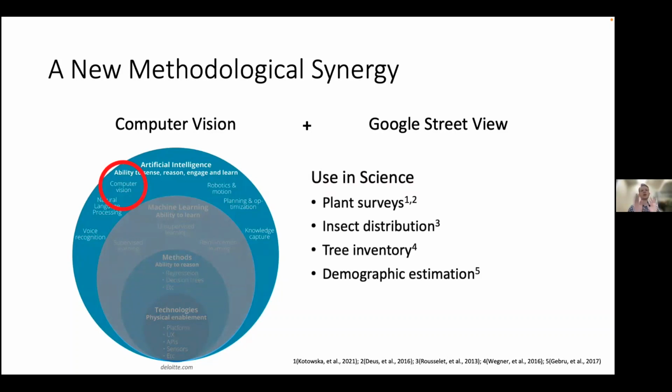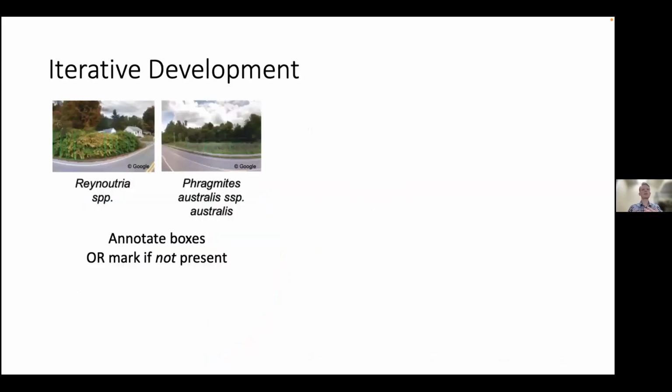Google Street View and computer vision have been used before, either together or separately. They've been used for plant surveys, insect distribution, urban tree inventories, estimating demographics, and a lot of different things. But computer vision for invasive plant identification is new. So how this process worked is there really wasn't iterative development.